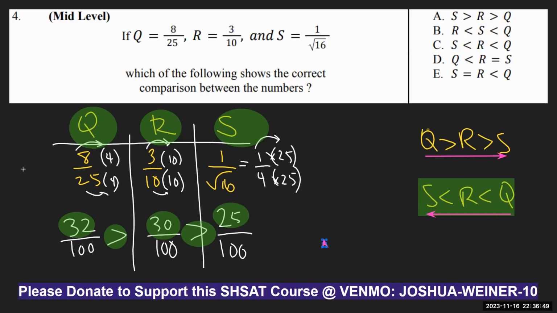S is less than R is less than Q, and the correct answer was that. C is a trick answer. Can't have the same direction. It doesn't make sense if you know that Q is the greatest. And Q still is the greatest, but the arrows are facing the other way. All right, any questions on number 4? Going, gone.